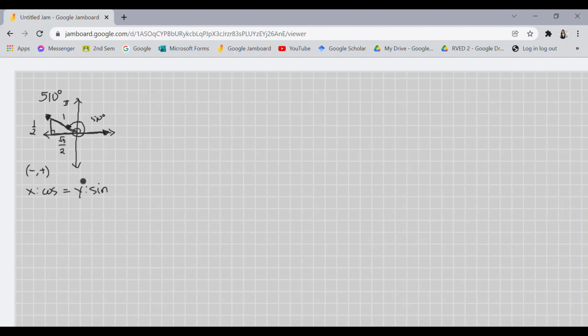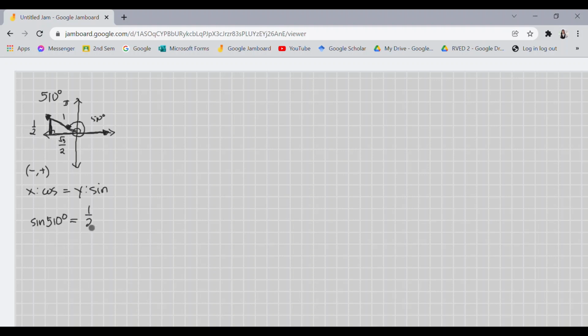So, how do we identify sine? Sine 510. Okay, let's start with sine. Sine 510 is actually the side of the triangle that is parallel to your y-axis. So, parallel to the y-axis is the shorter leg. That is your sine. So, sine 510 is actually 1/2.